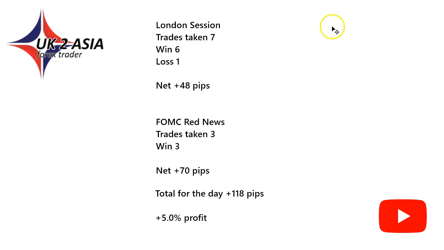So to round everything up, London session, took 7 trades, I won 6 and lost 1, giving me a total of 48 pips, which was good enough. I really didn't think I was going to make it home in time for the FOMC red news. Walked in the door with 3 minutes before it actually took off, opened my charts up and saw an opportunity there. Took 3 trades, winning the 3, giving me a total of 70 pips on the FOMC news. So the total for the day was 118 pips. That works out to 5% profit on my capital.